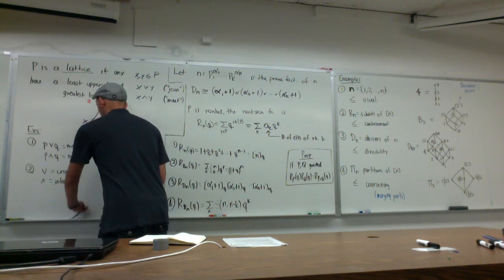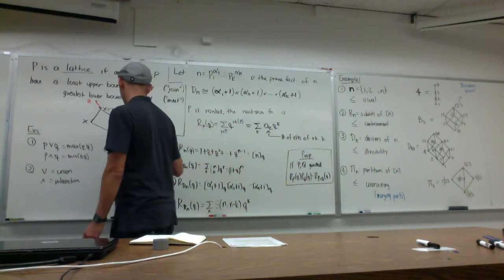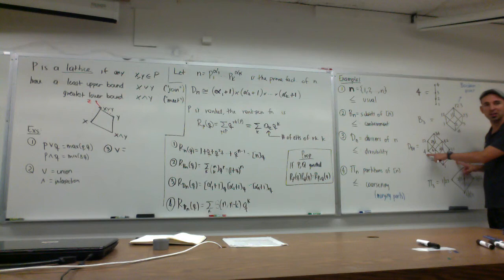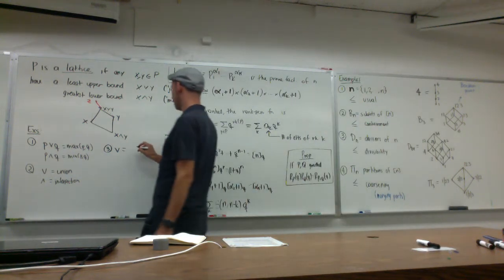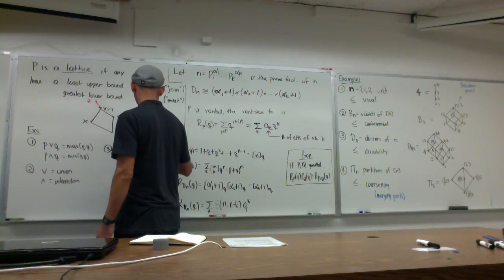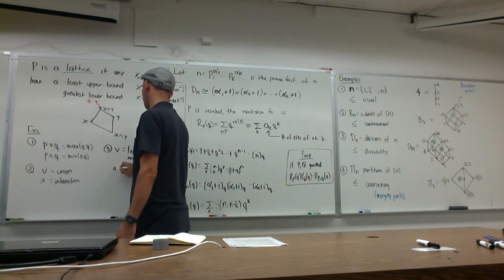Okay, what about 3? Do any 2 elements have a join? Actually, what would it be? It would be a smallest common multiple, right? There's a name for that. It's least common multiple. And the other one is the greatest common divisor.